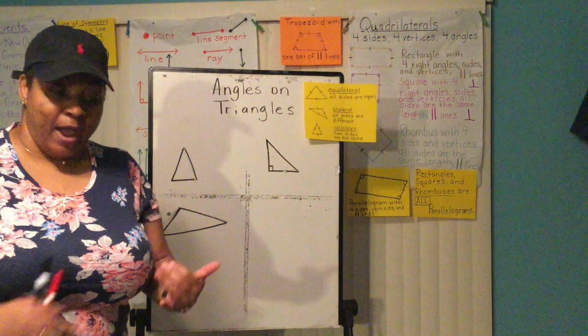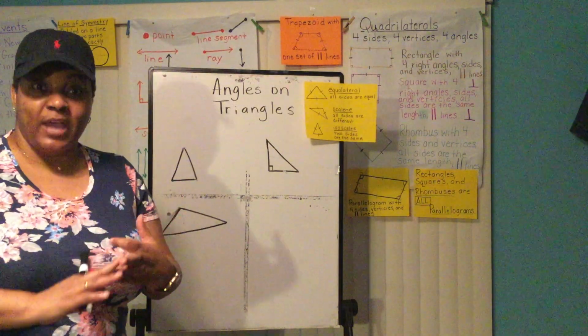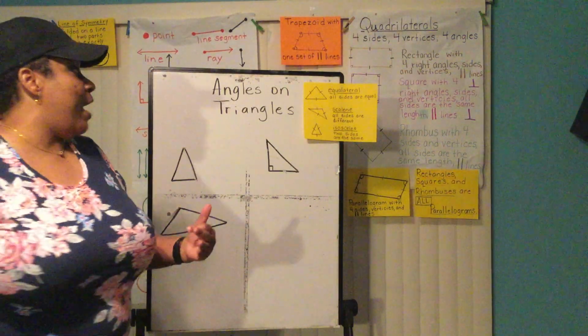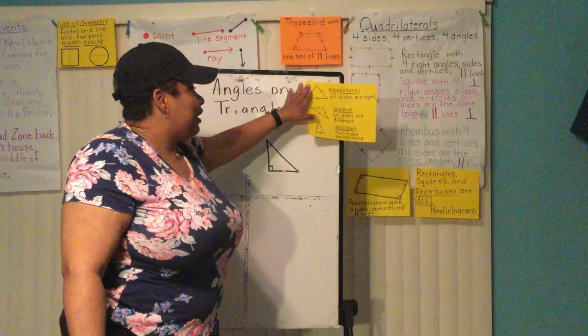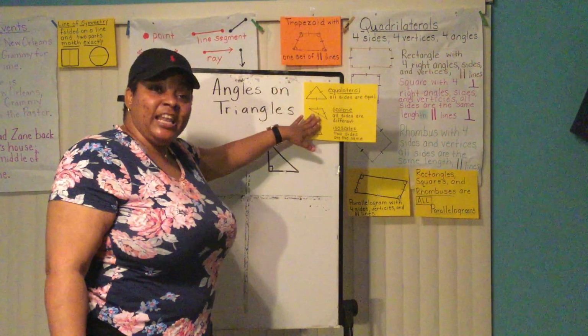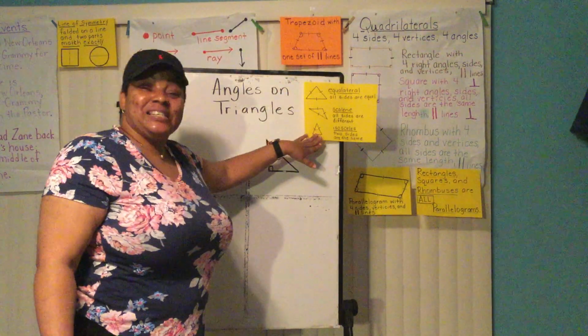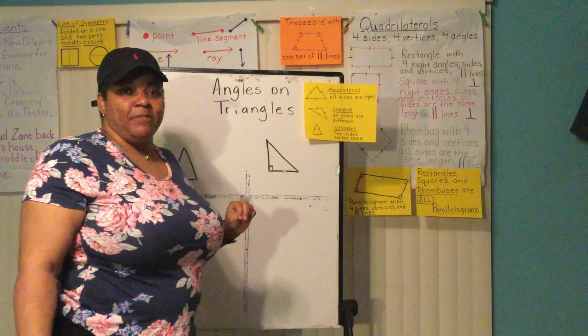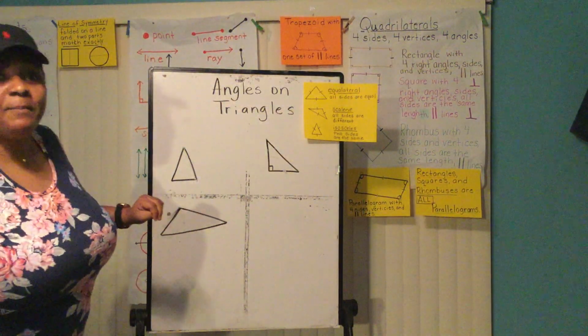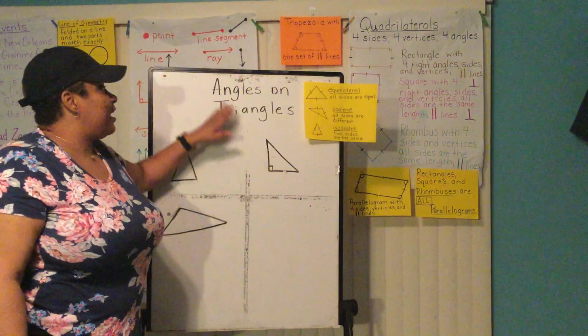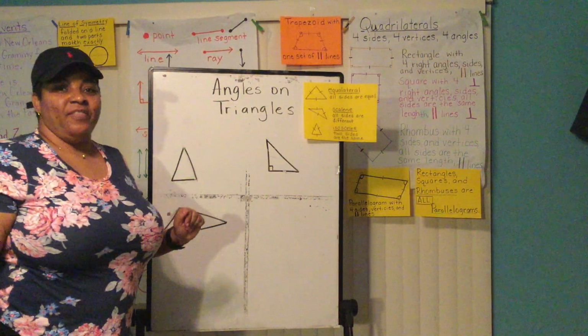So now we're going to go a little further in our descriptions of triangles. Yes, we know we can describe them: three sides, three vertices, three angles. We can describe them by the sides: equilateral, all of them are the same; scalene, all the sides are different; isosceles, two sides are the same. Now I want to talk about describing triangles by the angles they have on them.